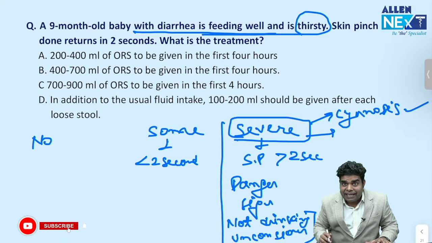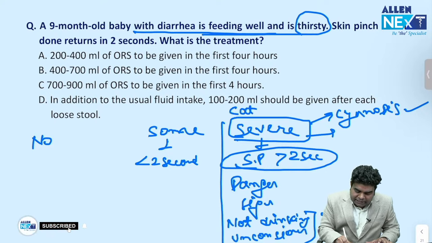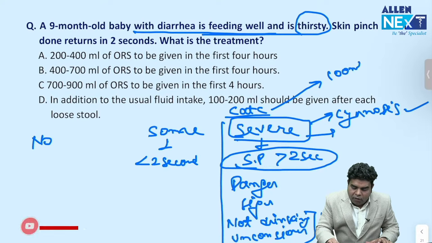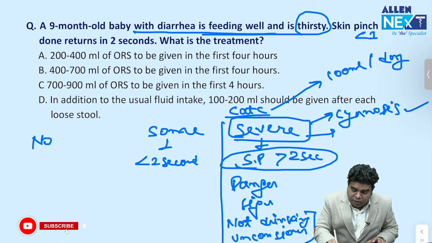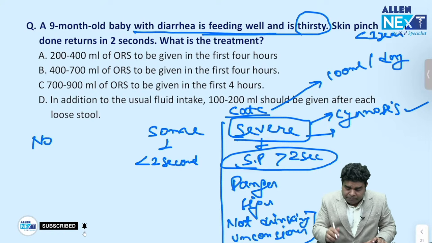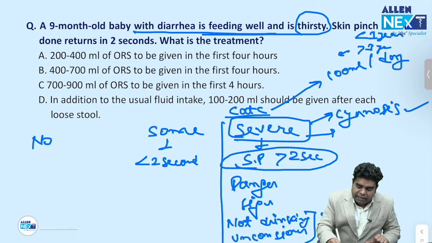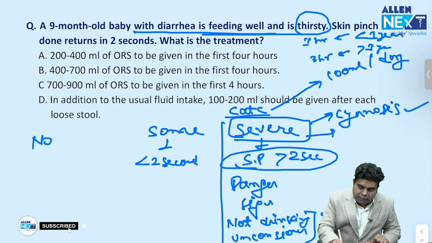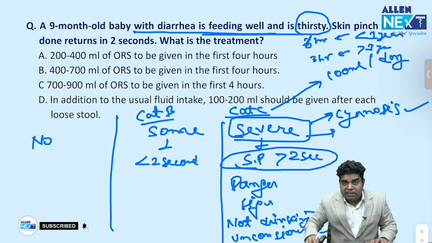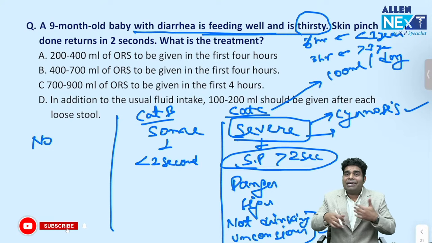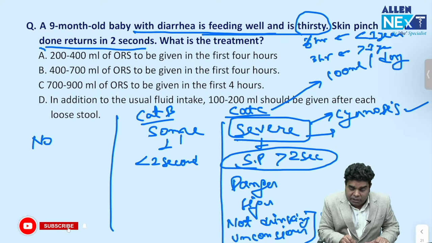So if you find a danger sign with a skin pinch of more than 2 seconds, then we go for the category C plan. In category C, we give 100 ml of fluid per kg. If the child's age is less than 1 year, we give it slowly over 6 hours. But if the child is more than 1 year, we give it over 3 hours. Okay. So this is category C. In category B, all the things given in this question happen: feeding well, but drinking eagerly, thirsty, and skin pinch returns in 2 seconds. This is some dehydration.